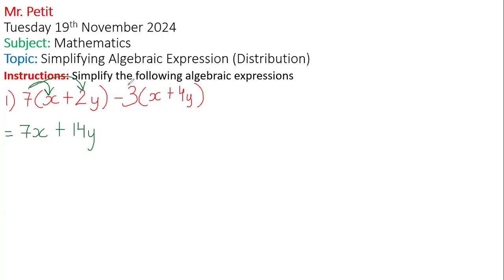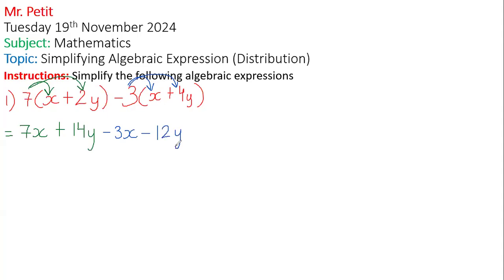Now, what are we going to do with the negative 3? We're going to say negative 3 times x gives us what? Negative 3x. So we have negative 3 times x, which is going to be negative 3x. And then we have negative 3 times 4y, which gives us what? Negative 12y.